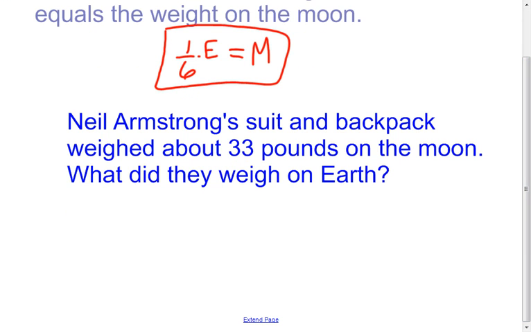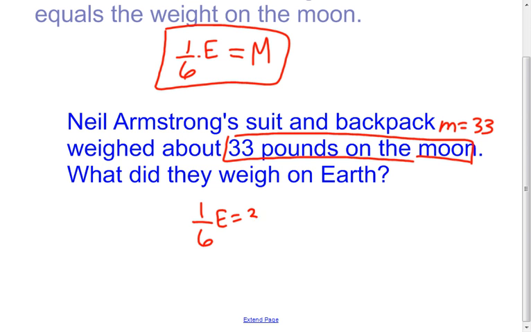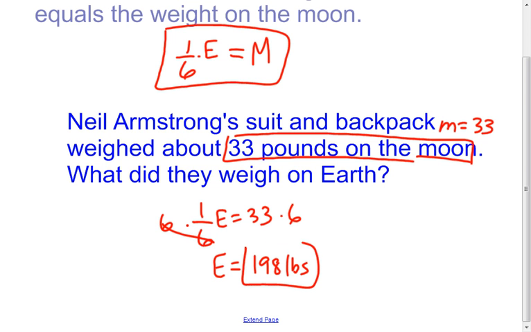So Neil Armstrong's suit and backpack weighed about 33 pounds on the moon. So I am going to plug 33 pounds on the moon. That means that M would be 33. The question is, what did he weigh on Earth? Okay, so you will go 1/6 E equals 33. I can multiply both sides by 6. And 33 times 6 comes out to be 198 pounds. So on Earth, Neil Armstrong weighed 198 pounds. On the moon, he only weighed 33.